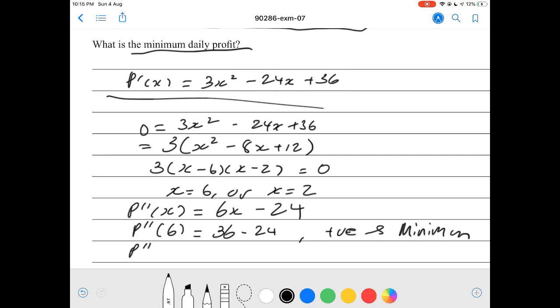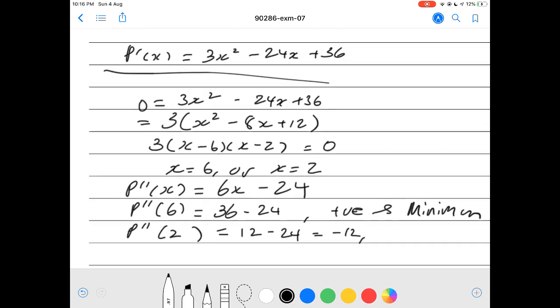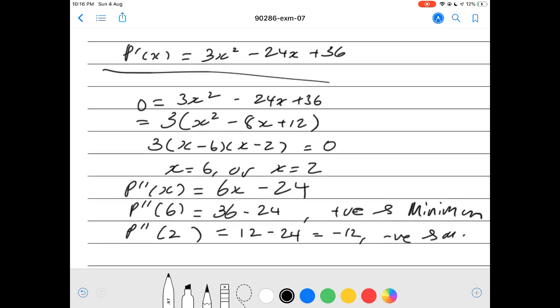However, we're just going to do the other one as well. It's good to do the other one just to check, and once again, it's just the same checking, just to be sure. So for example, if you do both and they're both positive, you know you've done something wrong. However, if you just do one and ignore the rest, there's a possibility you might have done it wrong and you just don't know. So it's good to double check everything. P double dash of 2 equals 12 minus 24. This is equal to negative 12. This is negative, so therefore this is our maximum.